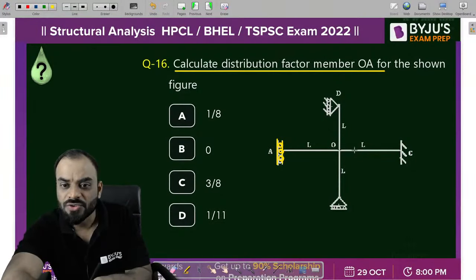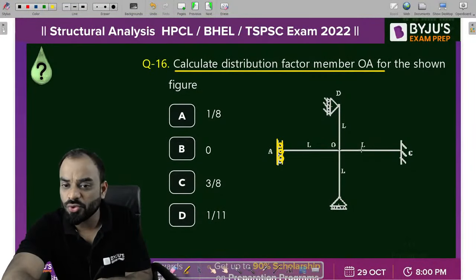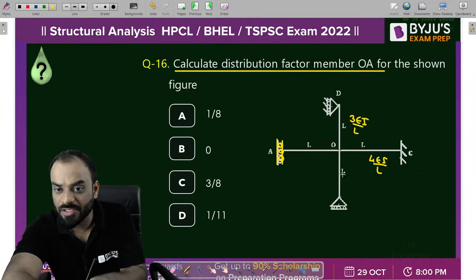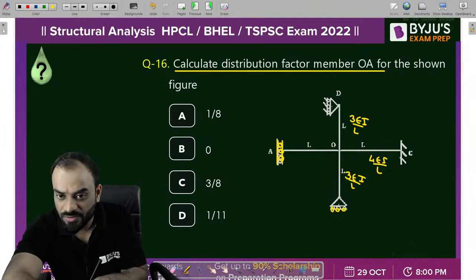EI by L. Yes. So guys, first of all, we need to calculate the stiffness of individual members first. Like this one is 4 EI by L. This one's far end is roller, so it should be 3 EI by L, and this one is also 3 EI by L. Let us consider this one is also roller because it looks like that only, and this should be EI by L, correct?